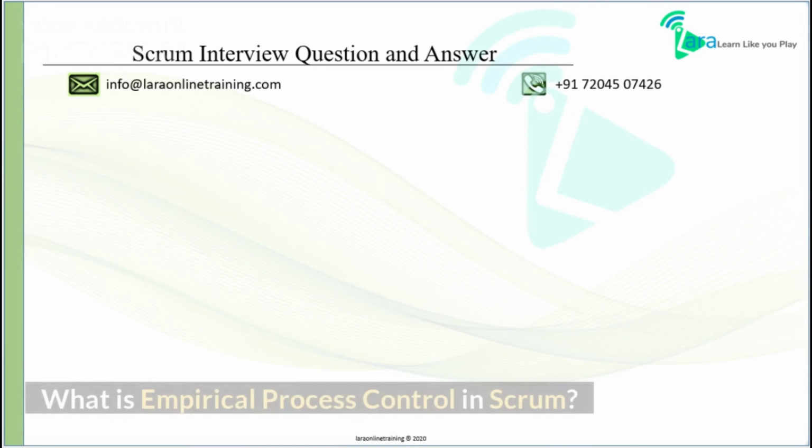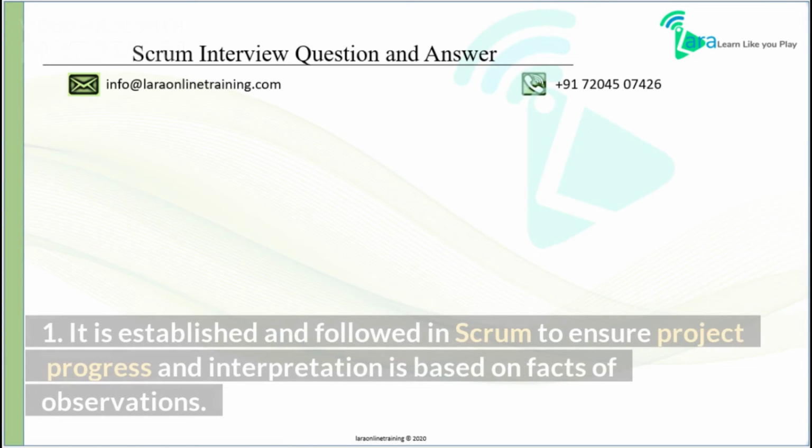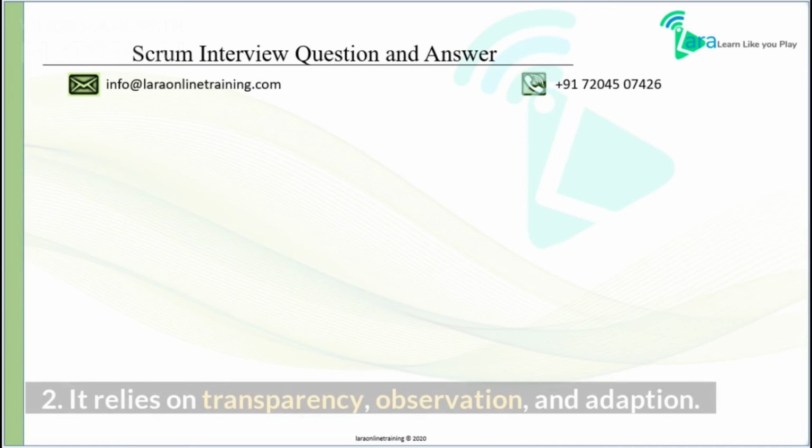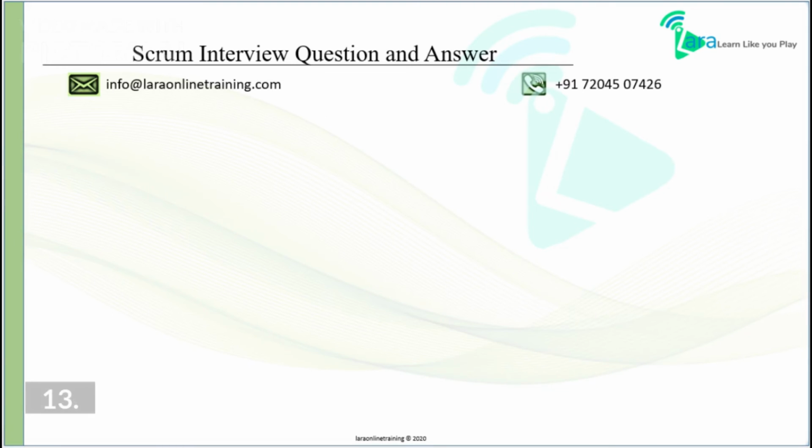12. What is empirical process control in Scrum? 1. Empiricism refers to work that's based on facts, experiences, evidence, observations, and experimentation. It is established and followed in Scrum to ensure project progress and interpretation is based on facts of observations. 2. It relies on transparency, observation, and adaptation. 3. The mindset of the team and the shift in thought process and culture are essential to achieve the agility required by the organization.